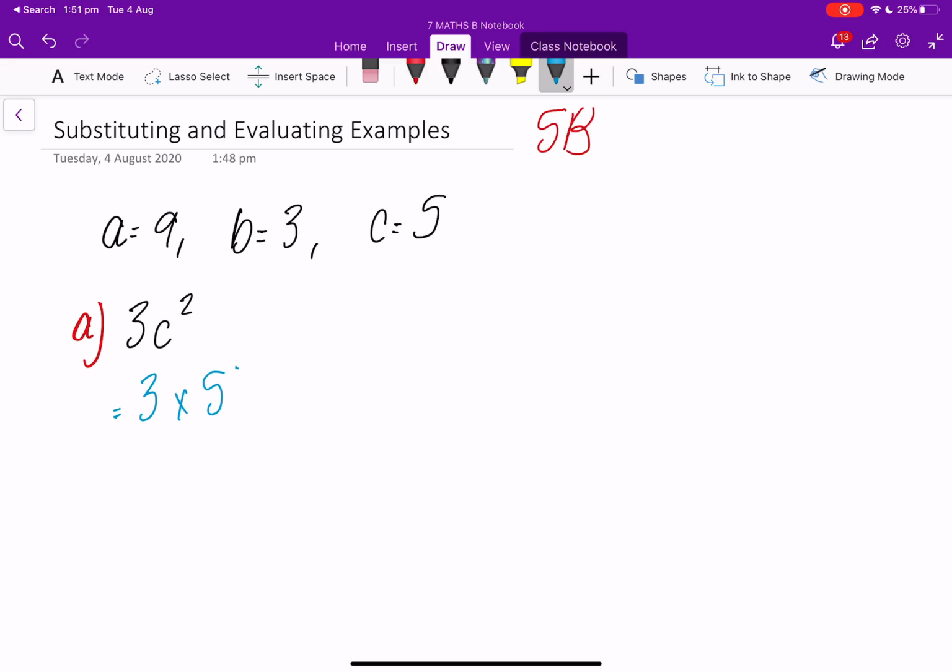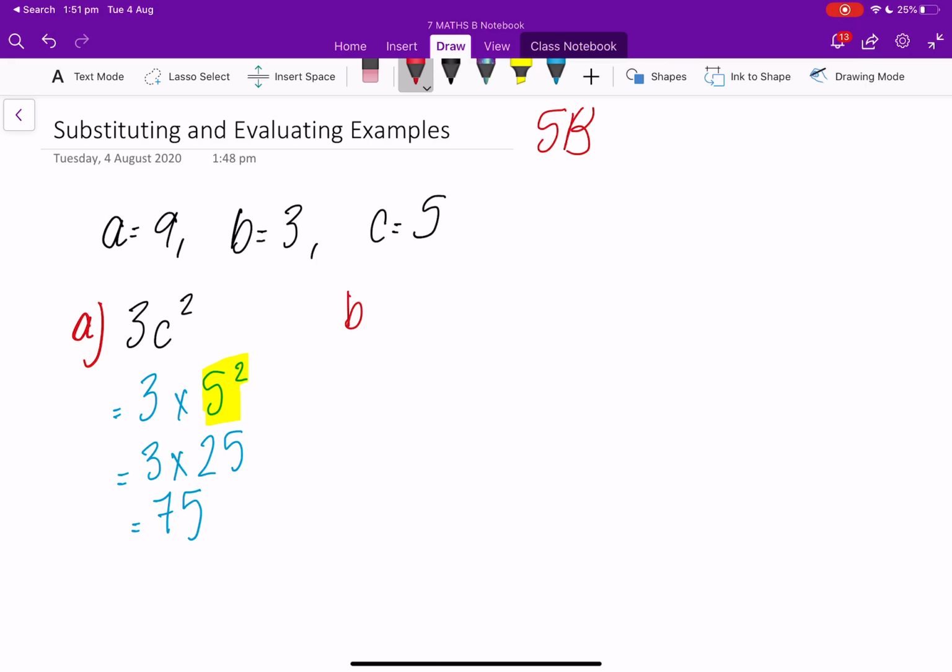5 squared. Now, we learnt about square roots earlier on in the year, but it's one of those things that I would really like you to memorize, okay? So 5 squared, that is just 5 times 5, okay, and that's 25. So what you now just do is 3 times 25. 3 times 25 equals 75, and that's your answer for that question.